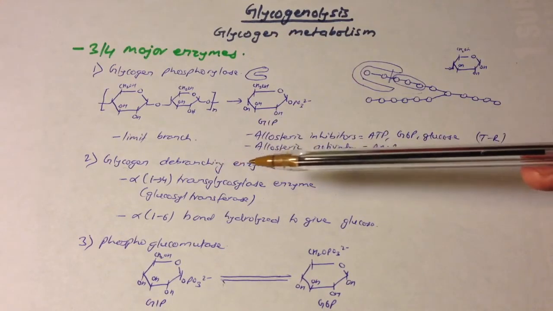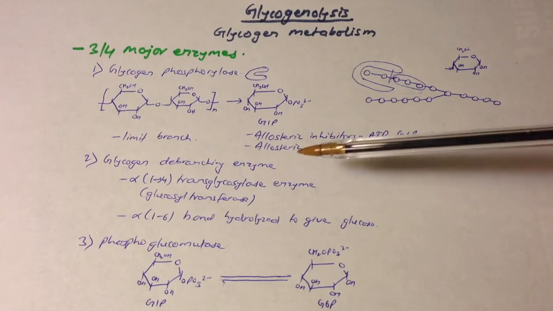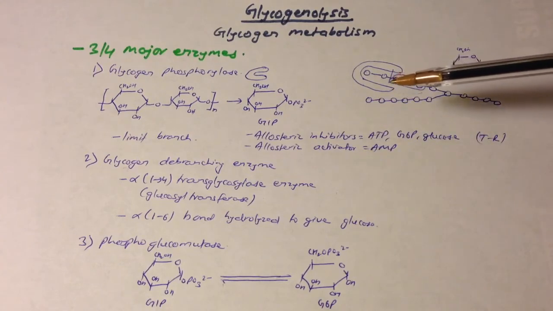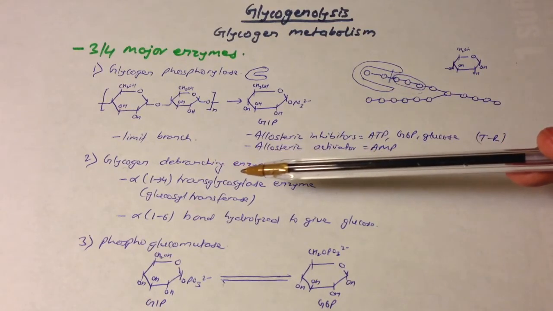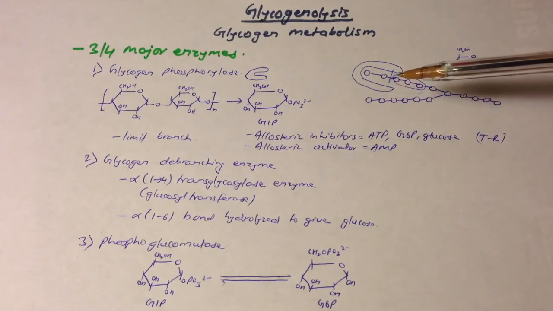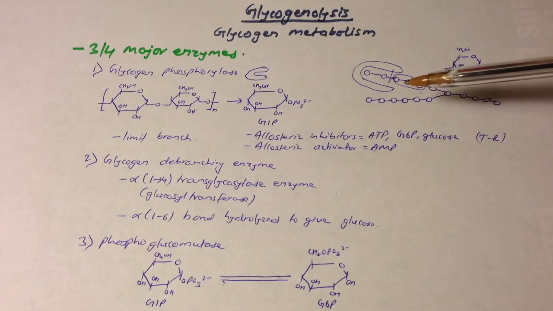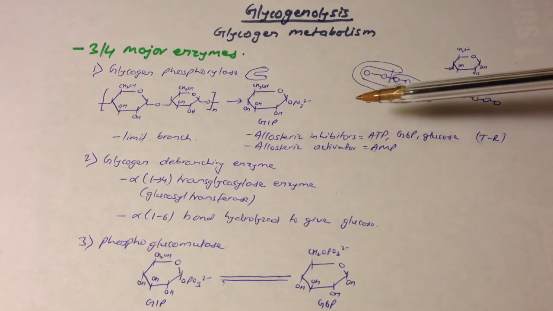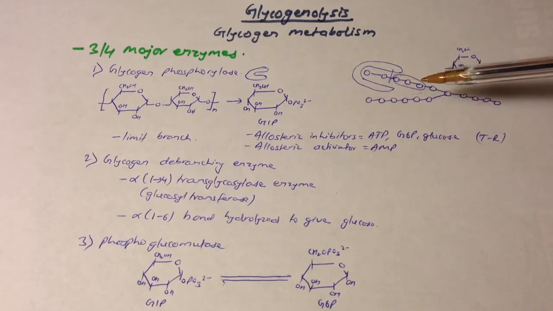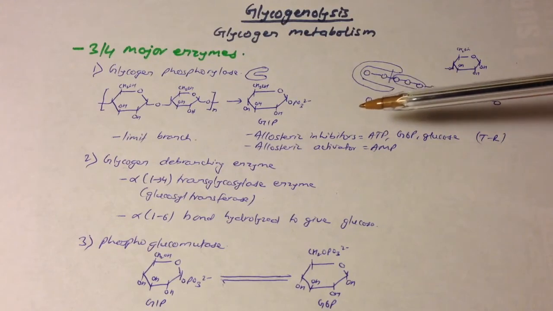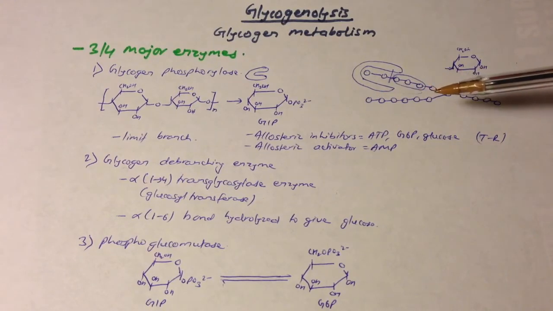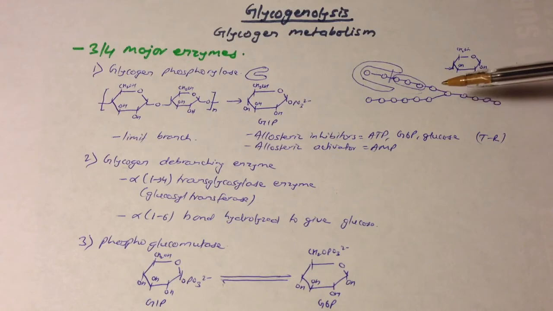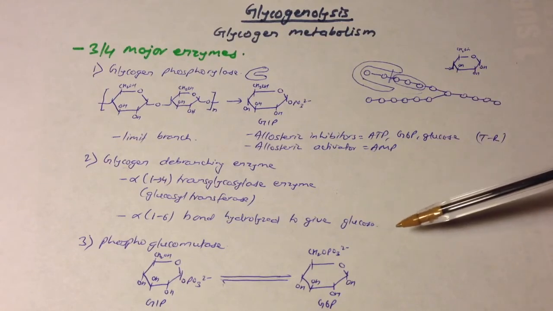Let's go to glycogen debranching enzyme now. So once there's last 4 glucose left, this glycogen debranching enzyme takes 3. It only takes 3, it doesn't take 4. It takes the 3 glucose from this end and attaches it to another branch. So let's say it takes these 3 glucose and attaches it right here. And for this last glucose, it hydrolyzes it and makes a glucose.